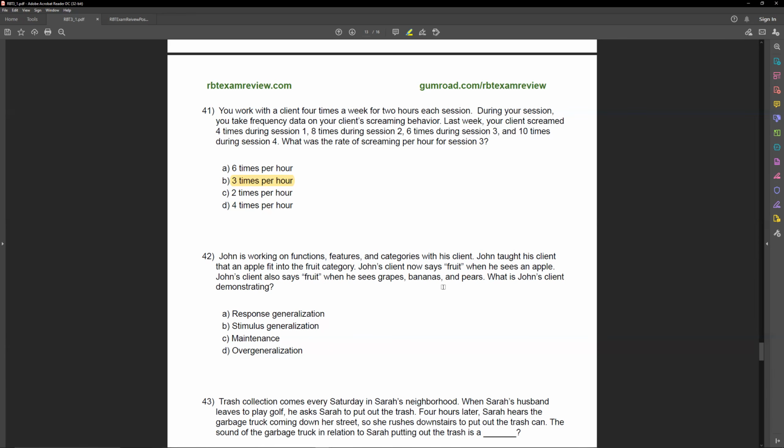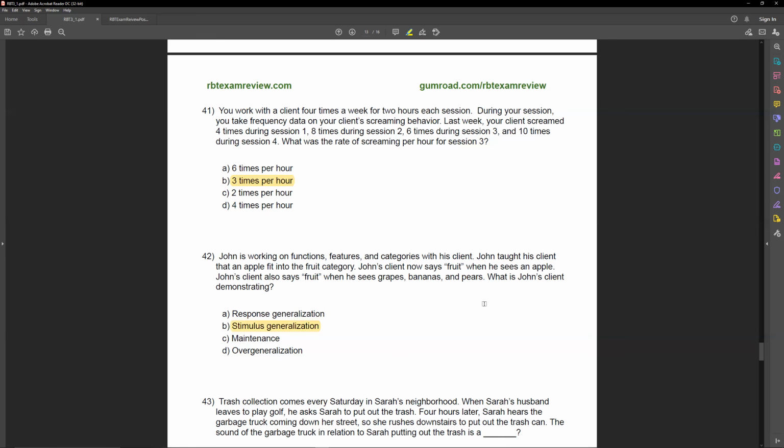What do we have here? We have the response fruit occurring across multiple stimuli. Therefore, what are we looking at? We are looking at stimulus generalization. When there are multiple stimuli, it's going to be stimulus generalization. When there are multiple responses, that's going to be response generalization. John has generalized the response fruit in the presence of all these different stimuli. Stimulus generalization.